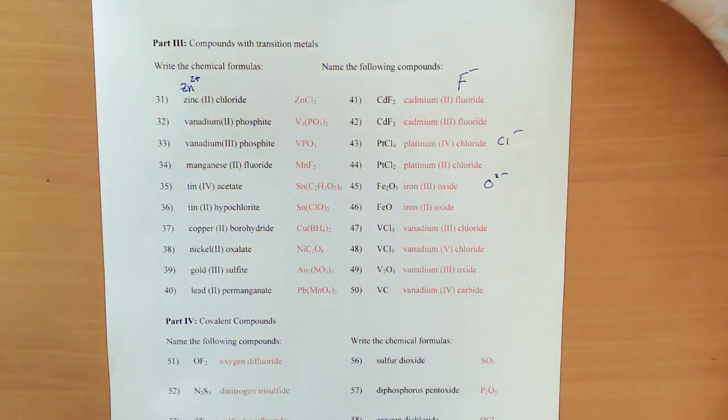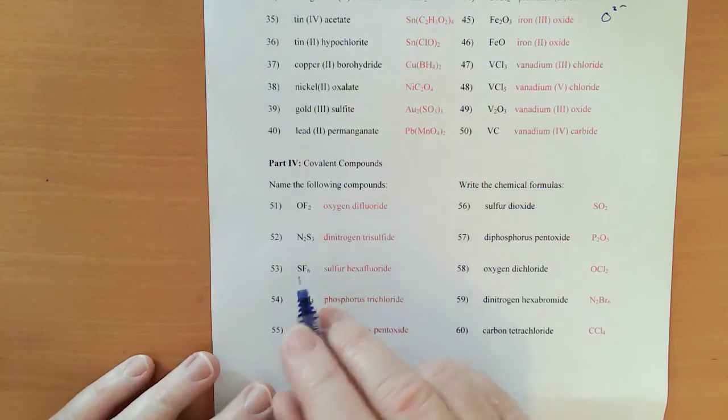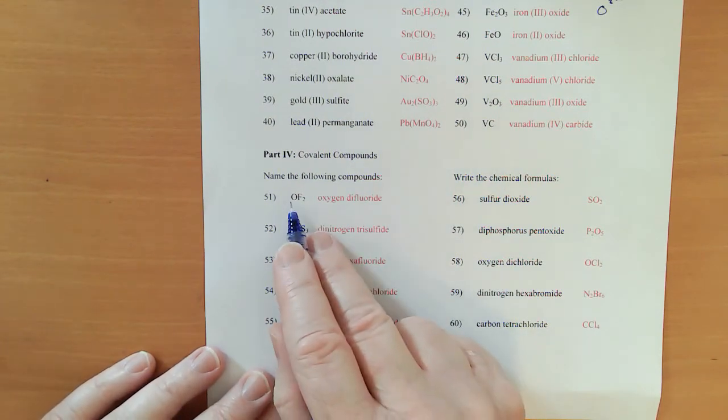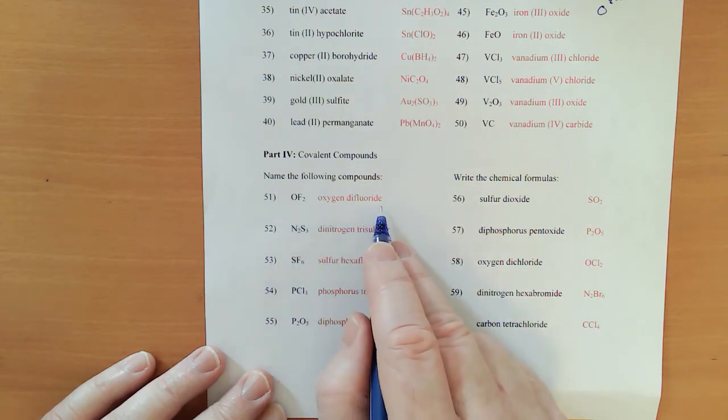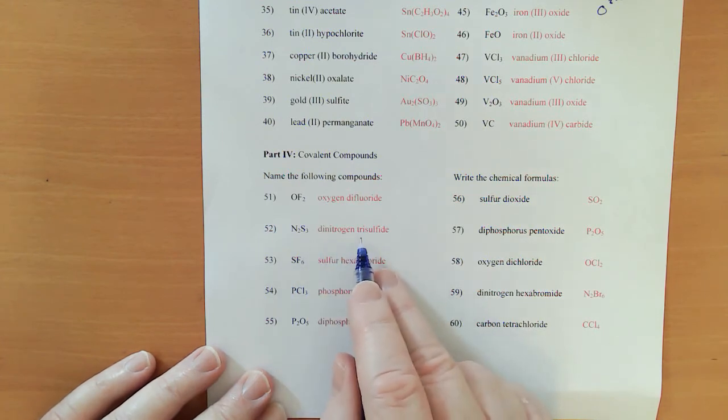Okay. Now, on to the covalent compounds, much easier. We have to use our prefixes now to indicate the number of atoms present. OF2 is oxygen difluoride. N2S3 would be dinitrogen trisulfide.